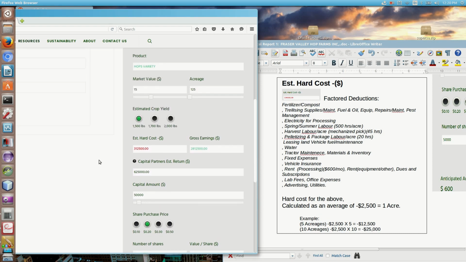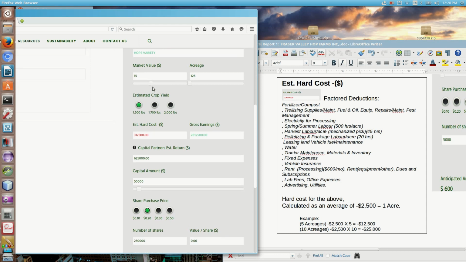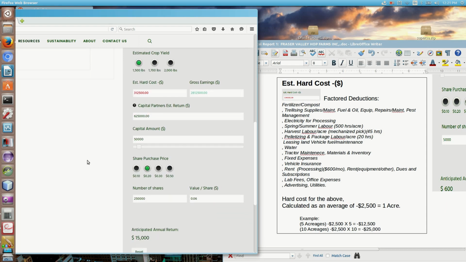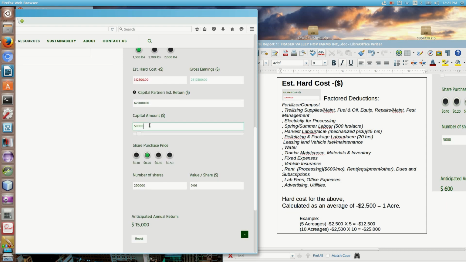So in this example, just as a quick overview, we've got $15 as the market value, 125 acres, 1,500 pounds, and this is the hard cost, gross earnings, and capital partner returns. The capital amount invested here is 50,000, and at 20-cent shares, we're looking at 250,000. There's an incentive to get the 10-cent shares because this number goes up dramatically.